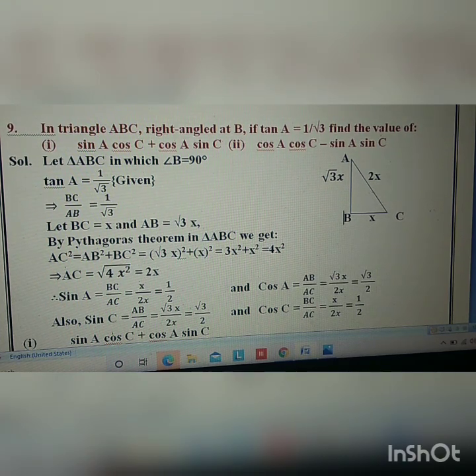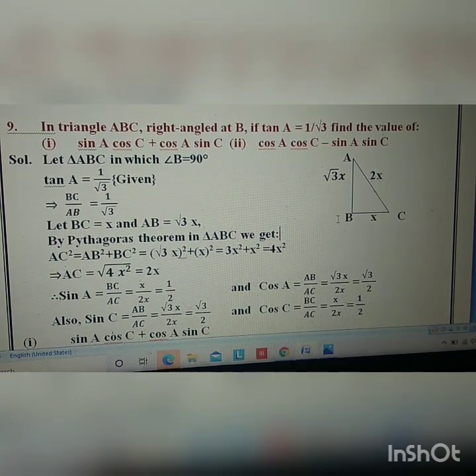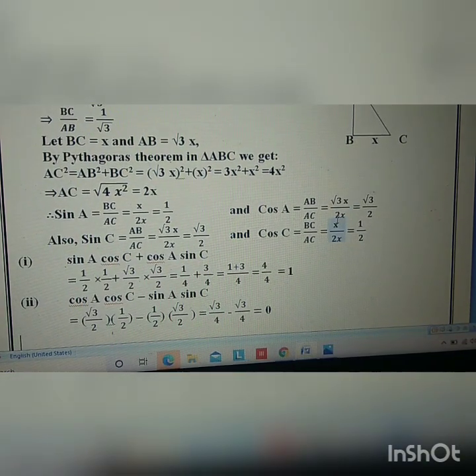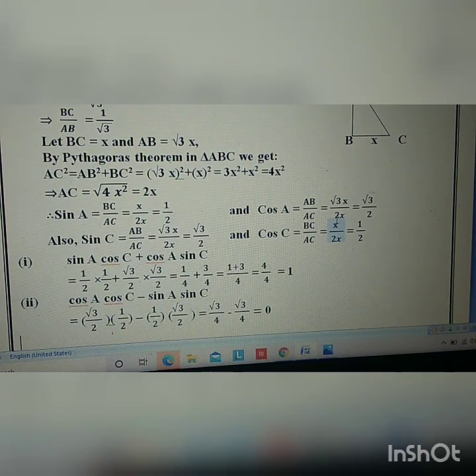So now we have to find the value of sin A cos C plus cos A sin C. So we can use the values that we have obtained here. Sin A is 1 by 2, cos C is 1 by 2, cos A is root 3 by 2, sin C is root 3 by 2. So after using the values, we get the answer as 1. And the answer of the next part, that is cos A cos C minus sin A sin C, gives us under root 3 upon 4 minus under root 3 upon 4, which gives us the value 0. So this is question number 9.